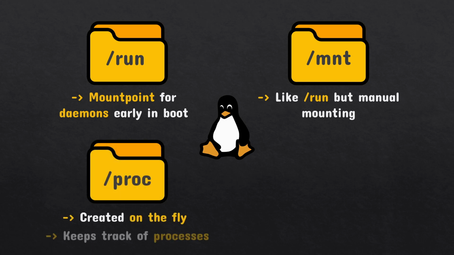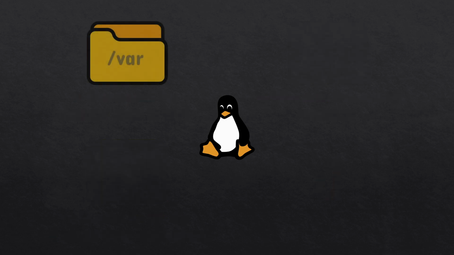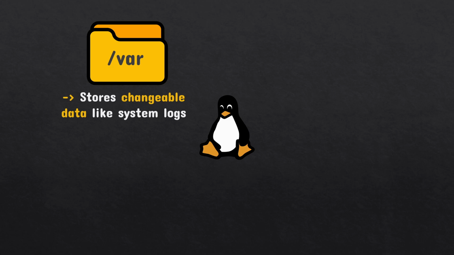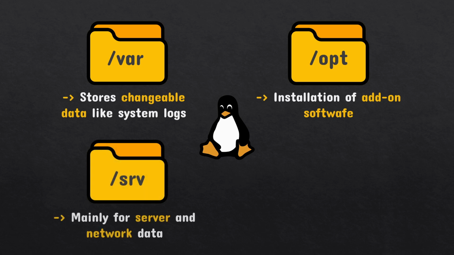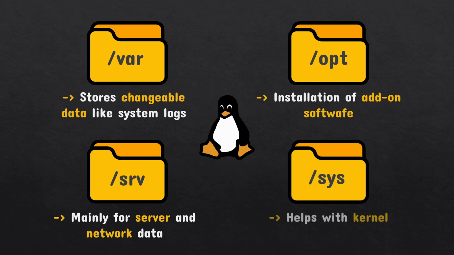Proc is a directory that is created on the fly by Linux to keep track of all of the running processes. Var is responsible for storing changeable data, like system logging files, etc. Opt is there for installation of add-on software, which you install yourself. Srv is rarely used, but it's a folder where you put all of your server data. Sys is also rarely used and mentioned, but it helps with the kernel work overall.